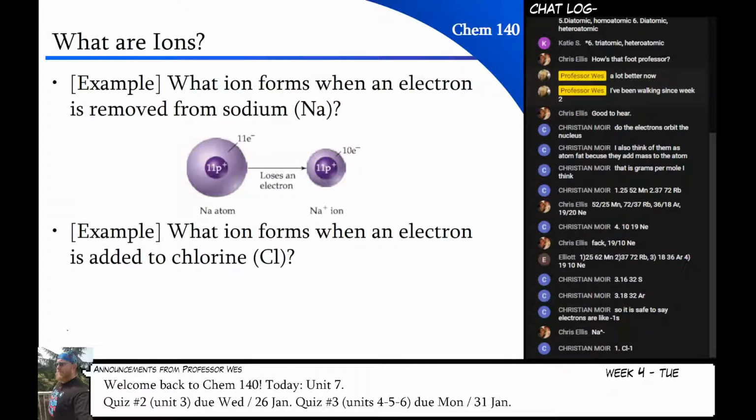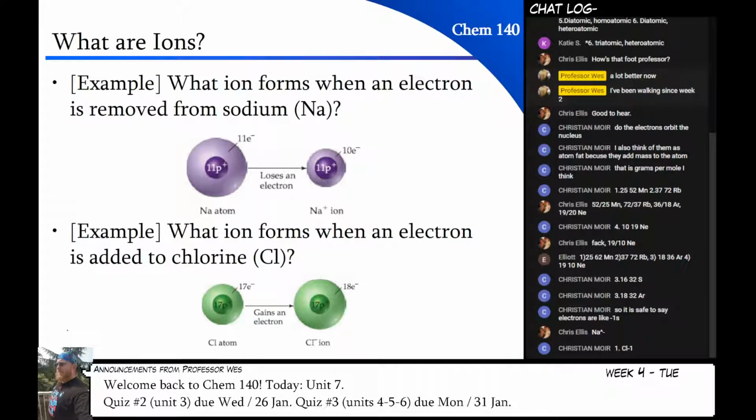Very good. Cl minus is correct. And so I gave my chlorine an extra electron. There are now one more electron than protons. So the overall result is that I have Cl minus.